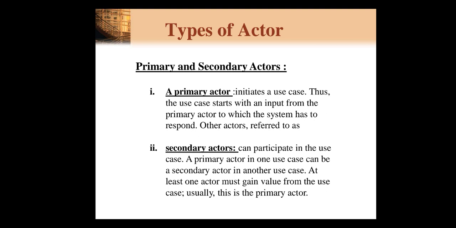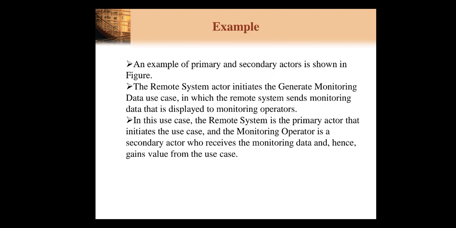So at least one actor must gain value from the use case. This is the main difference between the primary actor and the secondary actor. The primary actor is an actor who gives input to our system, whereas the secondary actor is an actor who uses the output of our system. A primary actor can act as a secondary actor if he takes the output from another system and gives input to another system. Here we will take an example so this idea will be clear to you.